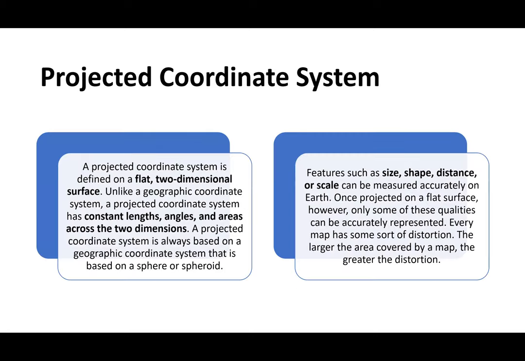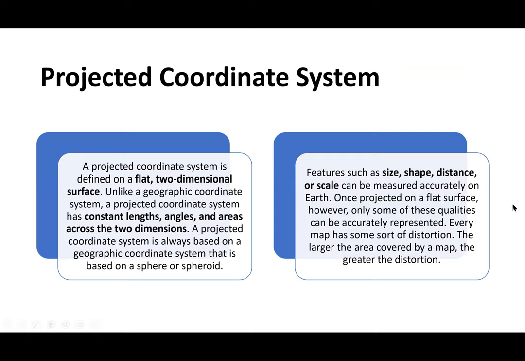Now on to projected coordinate systems. So a projected coordinate system is defined on a flat two-dimensional surface. So unlike a geographic coordinate system, a projected coordinate system has constant lengths, angles, and area across the two dimensions. A projected coordinate system is always based on a geographic coordinate system that is based on a sphere or spheroid, that datum. The things that can be in flux though, features such as size, shape, distance, or scale.